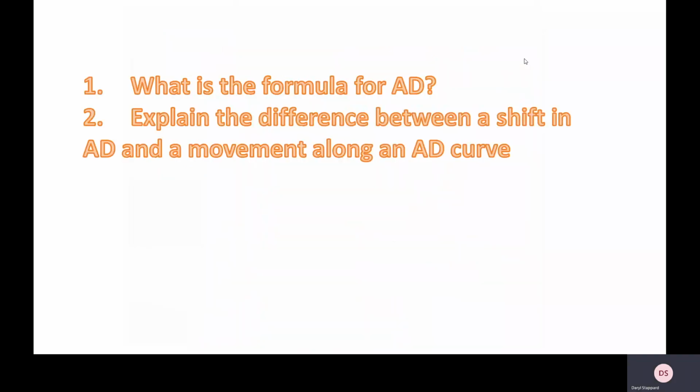Right, so to kick things off, what I would like you to do, please, is to jot down the following two questions. One, what is the formula for aggregate demand? And two, explain the difference between a shift in aggregate demand and a movement along an AD curve. Right, if you can hit pause, write down your answers, and then click play once you've got those answers down.